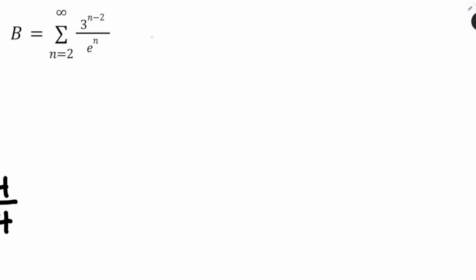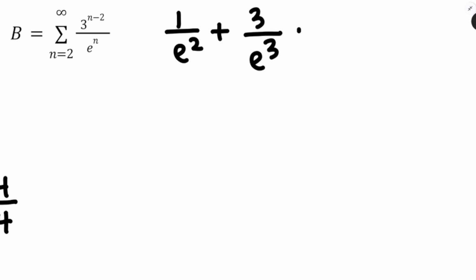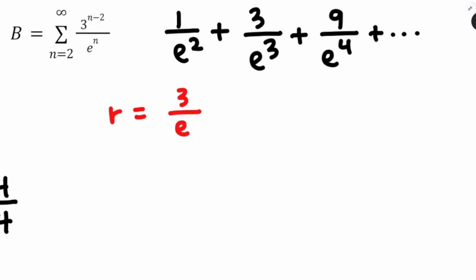I'm going to write out some terms. 3 to the 0 is 1 over e to the 2, plus 3 to the first over e to the third, and n equals 4 is 3 to the second over e to the 4, and so on. Notice that the common ratio is 3 in the numerator and e in the denominator. And e is a number between 2 and 3, so this ratio is bigger than 1, meaning the series diverges.